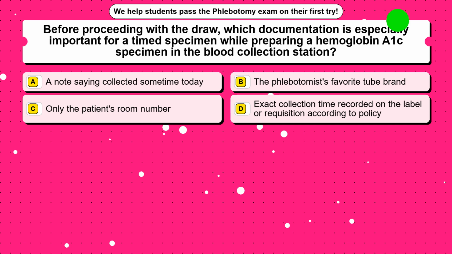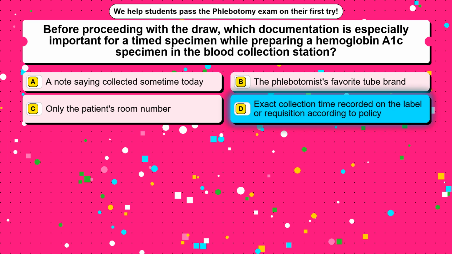Question 60. Before proceeding with the draw, which documentation is especially important for a timed specimen while preparing a hemoglobin A1C specimen in the blood collection station? Option A. A note saying collected sometime today. Option B. The phlebotomist's favorite tube brand. Option C. Only the patient's room number. Option D. Exact collection time recorded on the label or requisition according to policy.